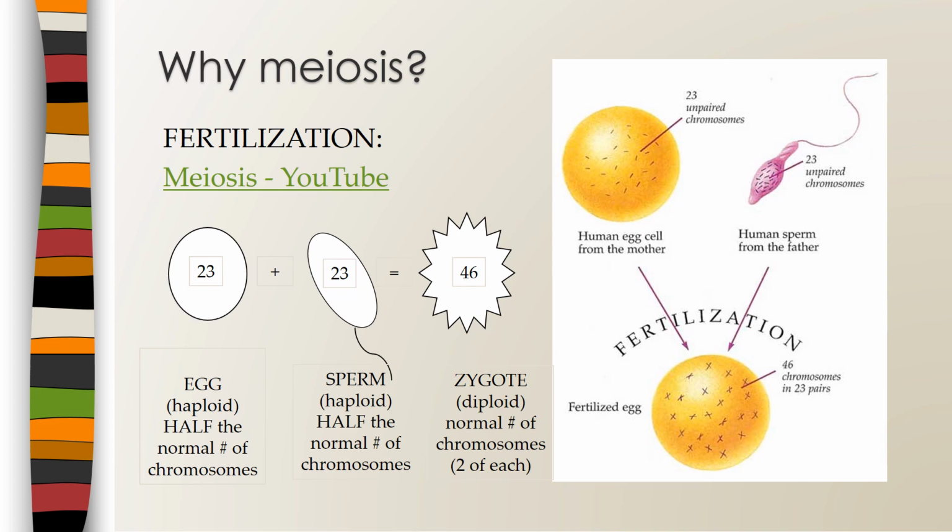Meiosis results in a lot of different things. So first we have an egg that is haploid, meaning it has half the normal number of chromosomes, and sperm, which is also haploid, all right, having half. And when they come together, we get a zygote that's diploid, di meaning two of each type of chromosome, all right? So there's a lot of pros to meiosis.